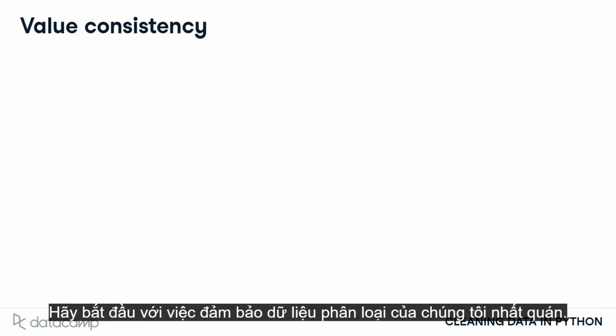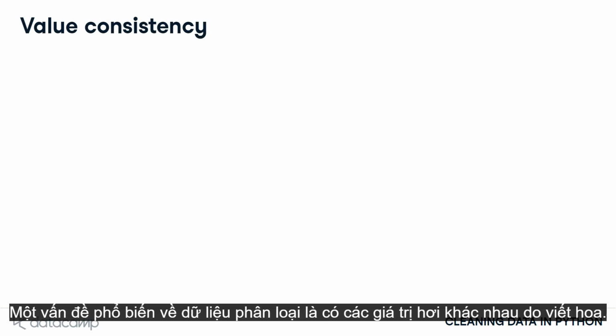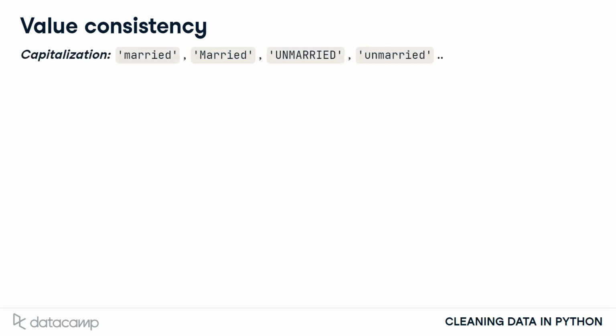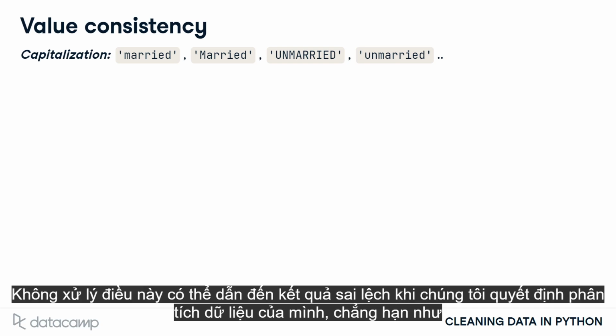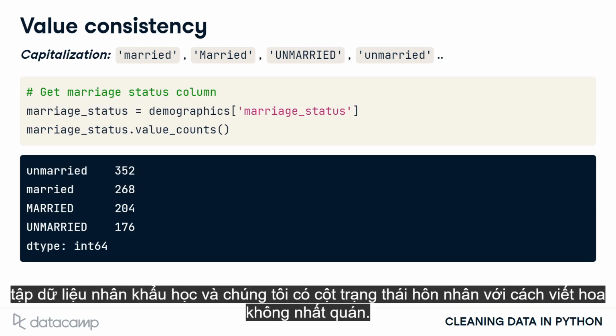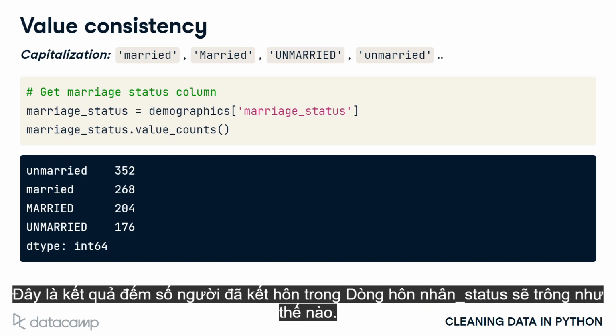Let's start with making sure our categorical data is consistent. A common categorical data problem is having values that slightly differ because of capitalization. Not treating this could lead to misleading results when we decide to analyze our data. For example, let's assume we're working with a demographics dataset, and we have a marriage status column with inconsistent capitalization. Here's what counting the number of married people in the marriage status series would look like.